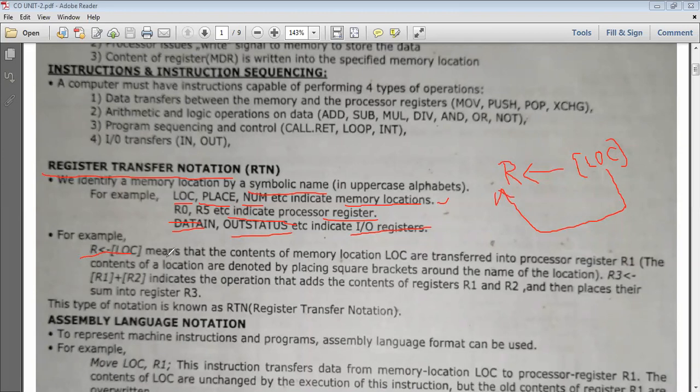What is the meaning? It means that the contents of memory location LOC are transferred into processor register R1. So here we transfer the data from the memory location to the register. Here the contents of a location are denoted by placing square brackets. Whenever we use the square brackets, the meaning is the contents in that location. Take another example here.